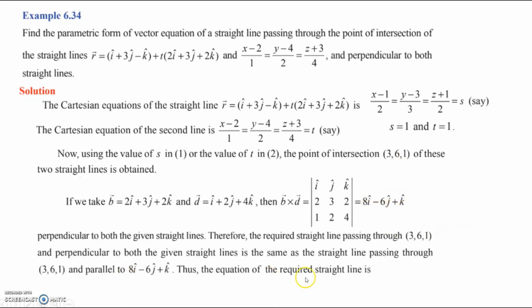So substituting, you will find that our vector r is equal to 3i cap, which you take from this point, plus 6j cap plus k cap, plus m times, where m is a scalar quantity which belongs to R, multiplied by our B cross D vector, which is 8i cap minus 6j cap plus k cap.